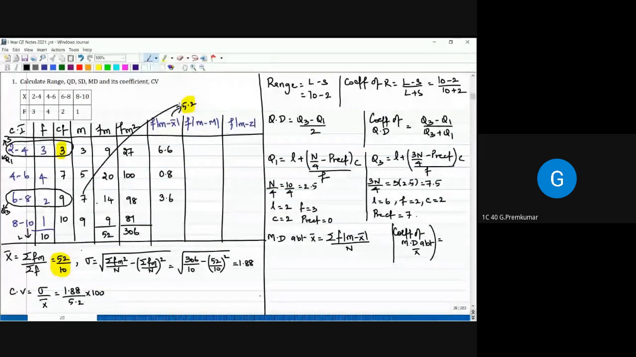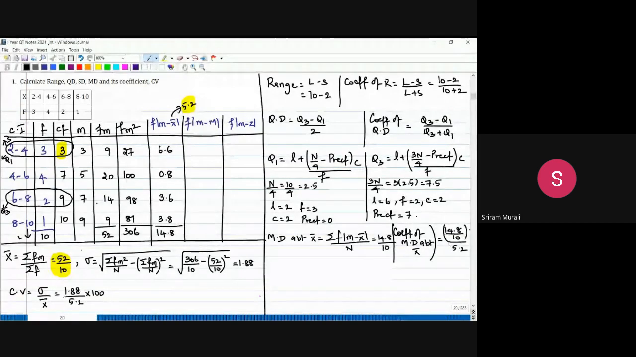7 minus 5.2 is 1.8, sir. 1.8 into F. F is 4, sir? Here F is 2. Okay, sir. 3.6. Then 9 minus 5.2 into 1. 3.8. So you just add these. If I add, I get 14.8. So this is 14.8 divided by N, which is 10. So the coefficient is 14.8 divided by 10 by the mean, 5.2.